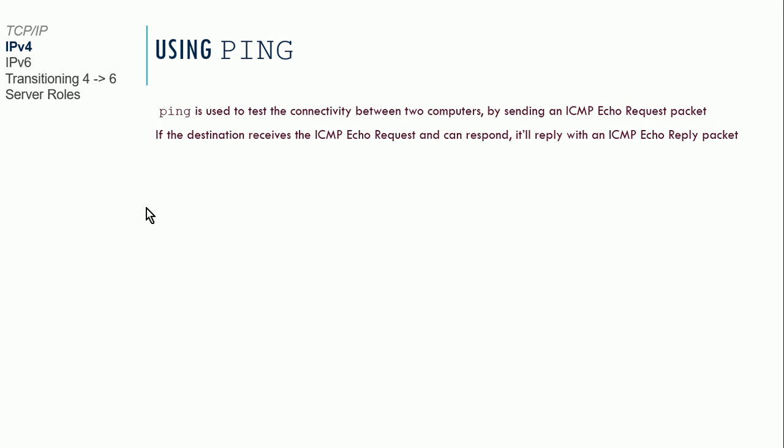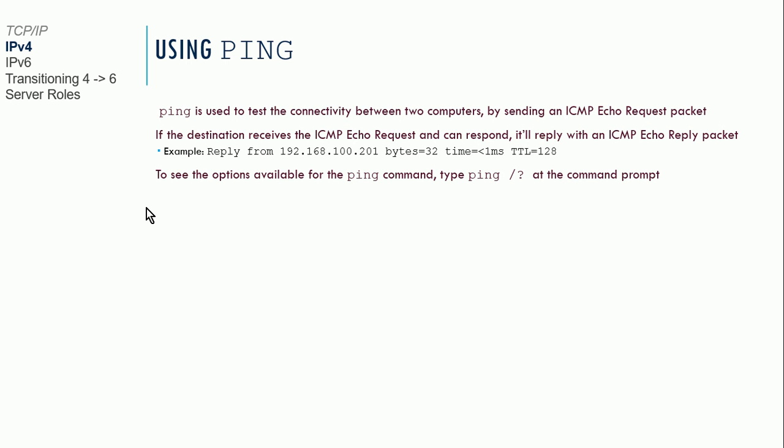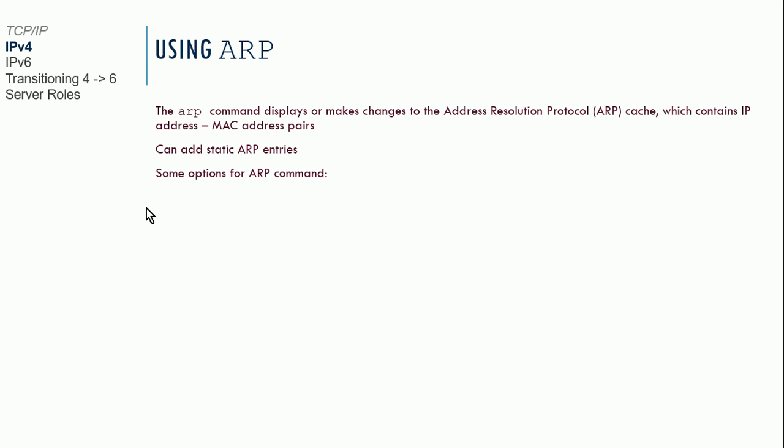The ping command is an ICMP command that we can use to test to see if we can contact other IP addresses on the network. The ping command only confirms connectivity at the IP level. It doesn't tell you anything about the TCP level, so you'd have to use other commands to do that, which we'll talk about later on.